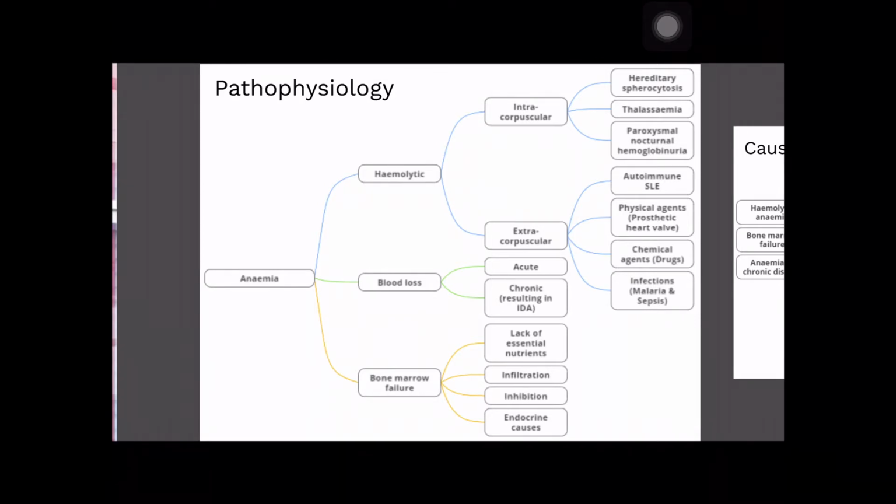Acute and chronic blood loss also leads to anemia. In bone marrow failure, here is a list of causes that may also cause anemia. Lack of nutrients like vitamin B12, folate, and iron. Infiltration like leukemia, metastasis, and fibrosis. Inhibition that is due to drugs and inflammatory process. Endocrine causes like hypopituitarism, hypothyroidism, and hereditary causes like thalassemia can cause anemia too.